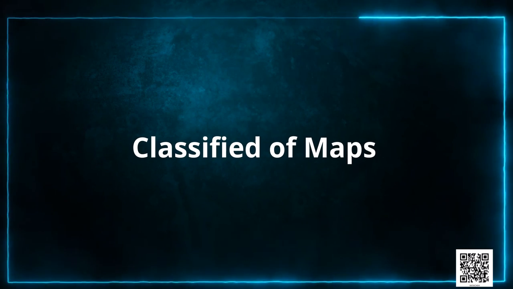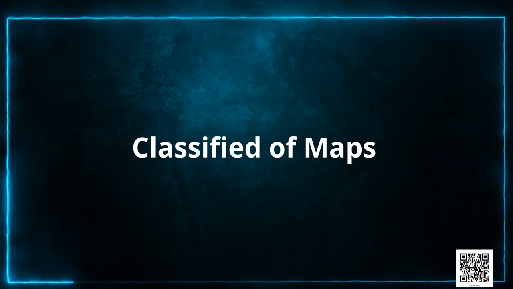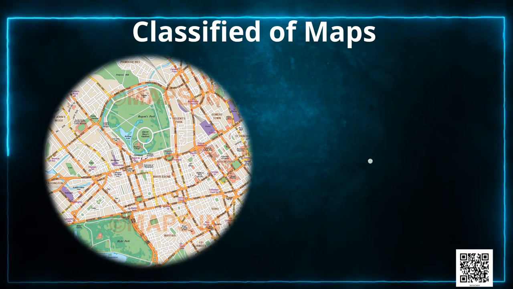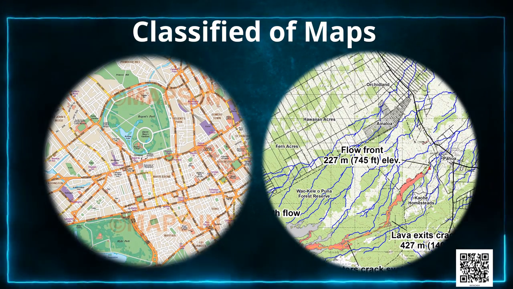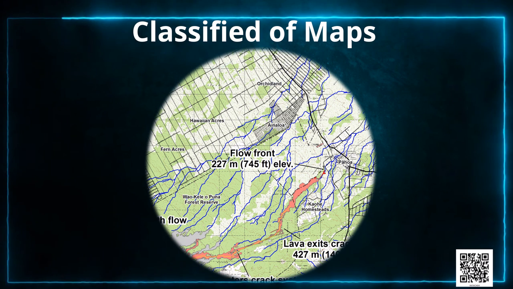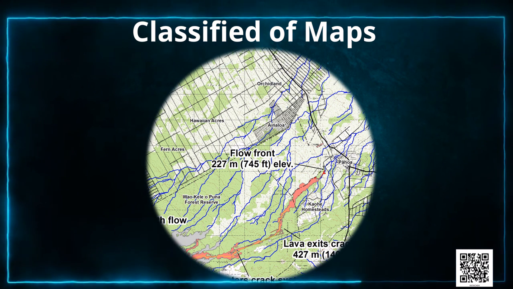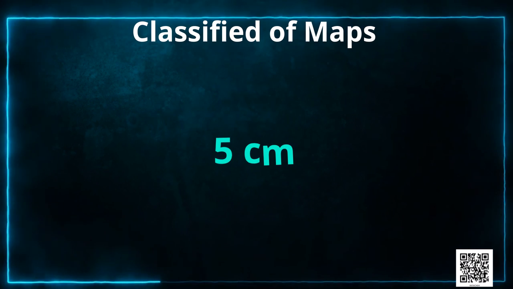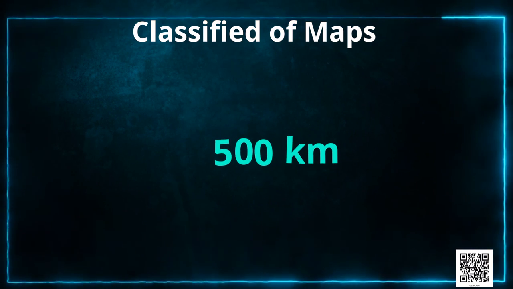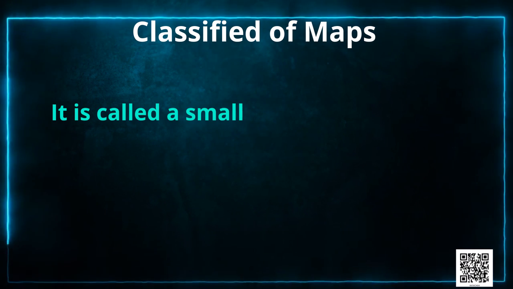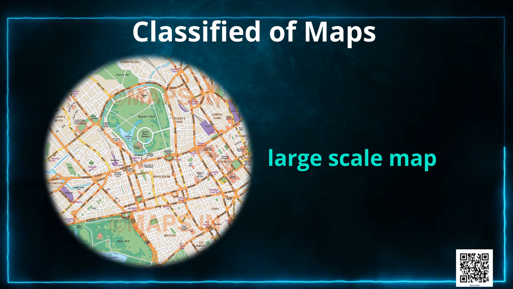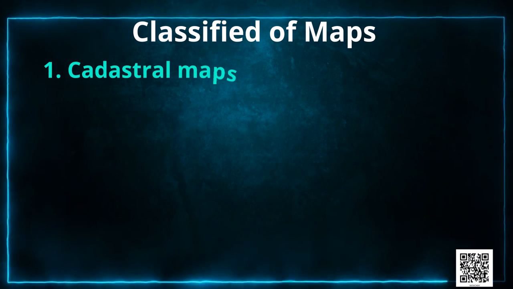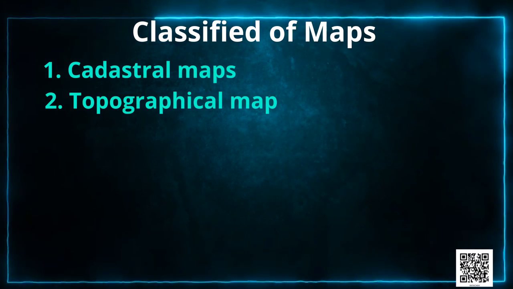So students, here we discuss classification of maps on the basis of scale. Maps may be classified into large scale and small scale. When large areas like continents or countries are to be shown on a paper, then we use a small scale. For example, 5 cm on the map shows 500 km on the ground. It is called a small scale map. Large scale maps are further divided into the following types: cadastral maps and topographical maps.